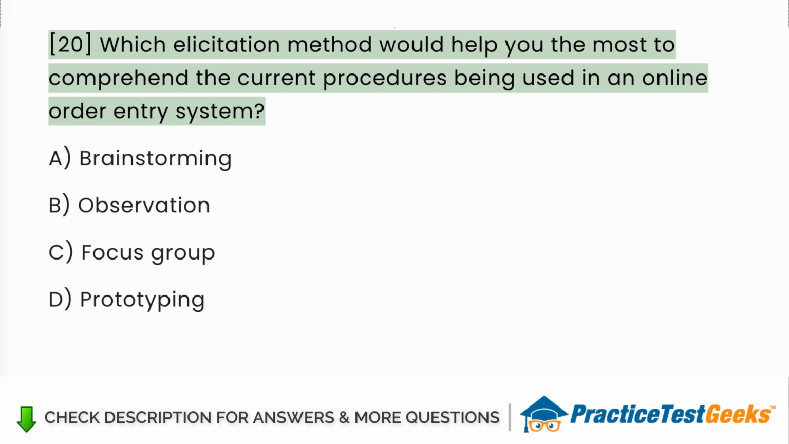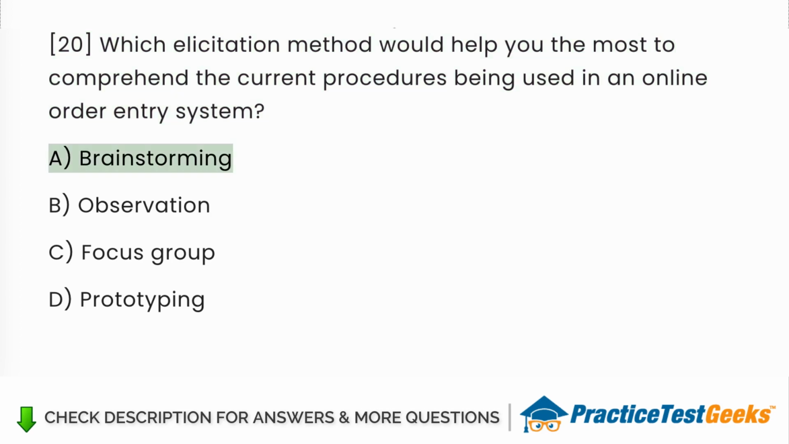Which elicitation method would help you the most to comprehend the current procedures being used in an online order entry system? A. Brainstorming. B. Observation. C. Focus group. D. Prototyping.